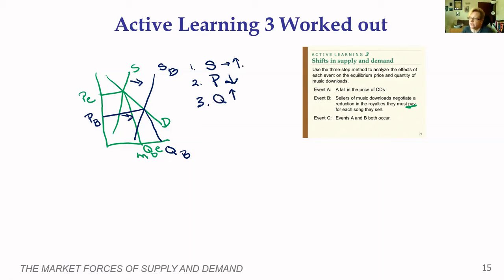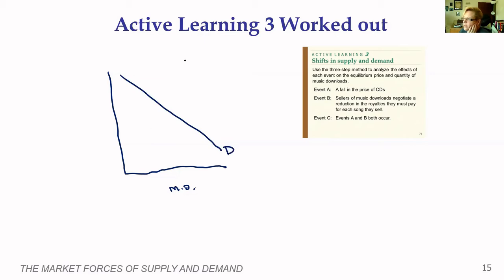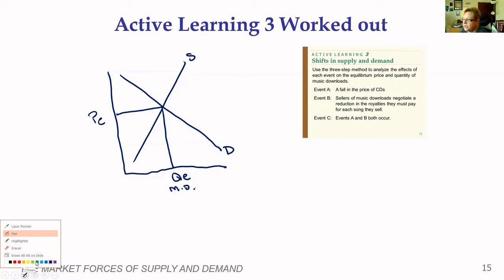Now, we want to look at what happens when both events occur. So again, I'm going to draw a little bigger. We're looking at music downloads. I'm going to make a starting point. This will be demand, this will be supply, and here is price equilibrium and quantity equilibrium. So the fall in the price of CDs, we just looked at that in isolation, but now we're looking at it as part of a chain of events.